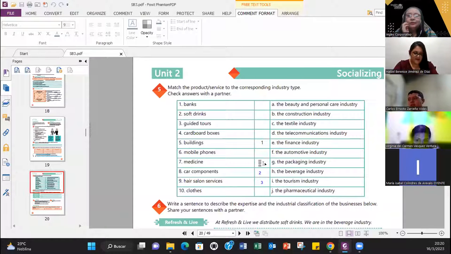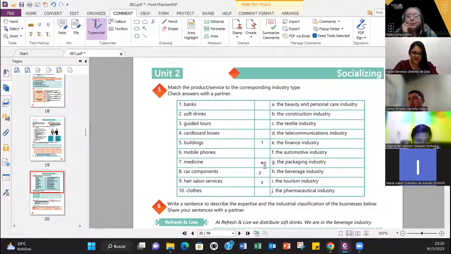Done. Five, buildings, is for B, the construction industry.